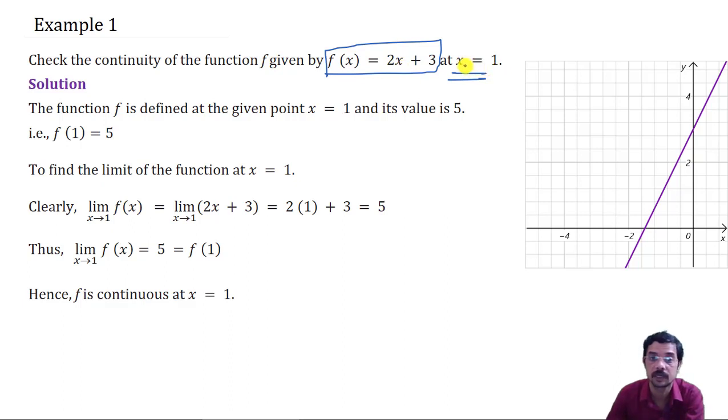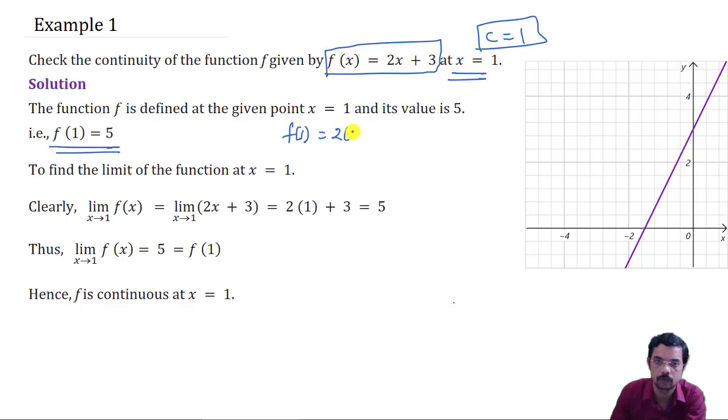First, as there are 3 points to check, we check that f of c is defined, where c is equal to 1. x equal to 1 means we will take that point x as c. So c is equal to 1. We will check whether f of c exists or not, and what is the value. We will find out the value of f of 1. F of 1 is equal to 2 into 1 plus 3, and that is equal to 5. So f of 1 is equal to 5.